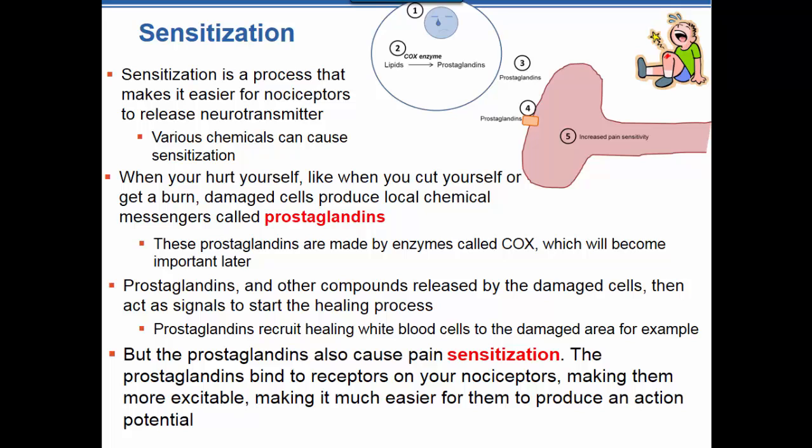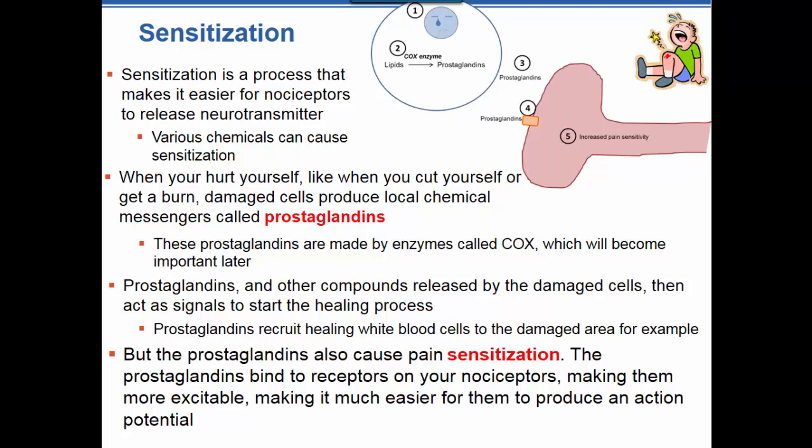But the prostaglandins also cause pain sensitization. The prostaglandins bind to receptors on the pain cell, on the nociceptor, and once the prostaglandin binds to the receptor, this causes an increased sensitivity to pain in that nociceptor. And it makes it much easier for this nociceptor to produce an action potential. And now, what used to be a non-painful stimulus becomes painful.